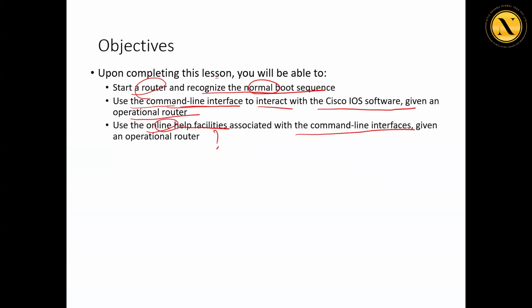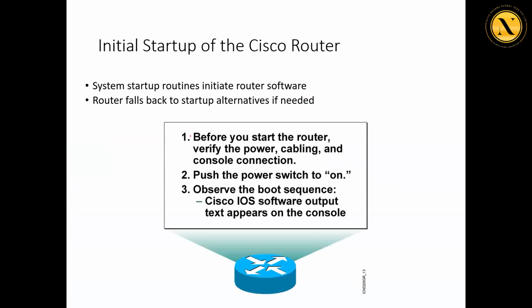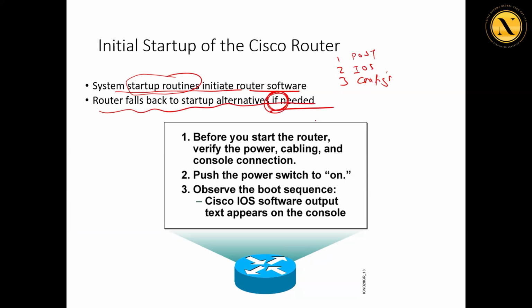With the CLI, command line interfaces, given an operational router. Okay, so system startup routines initiate router software. These startup routines mean 1, 2, 3: POST, IOS and configurations, right? The router falls back to startup alternatives if needed.